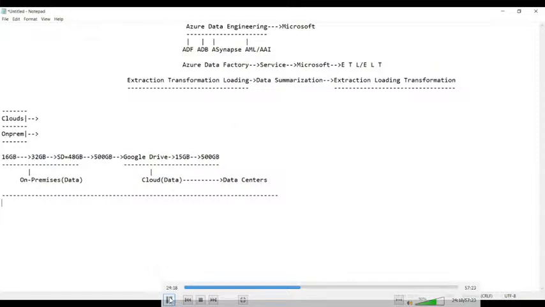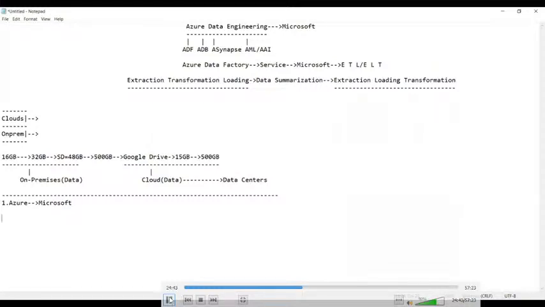And who are they? The first one, what is that? We have Azure. Azure is from Microsoft. Azure is from Microsoft. Azure is the first cloud provider.